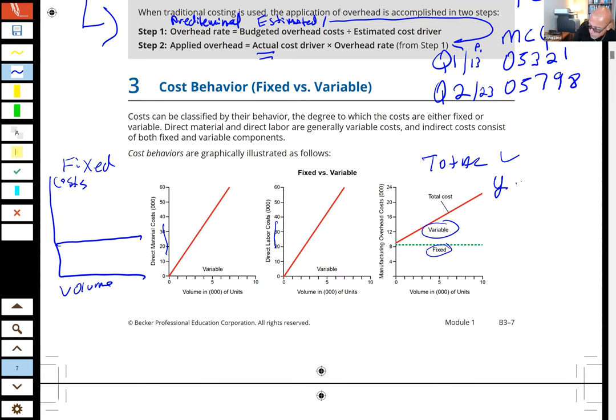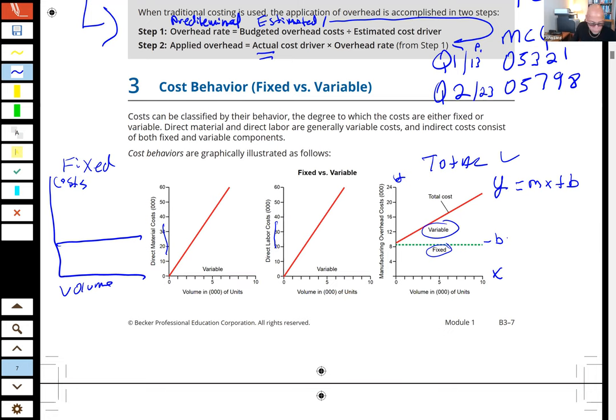Y equals MX plus B, where B is what? B is the straight line, the intercept. M is the slope of the line. X is obviously the number of units, and Y is that total cost, right? This is my X, this is my Y, this is my B, and then the slope of the line would be the M.